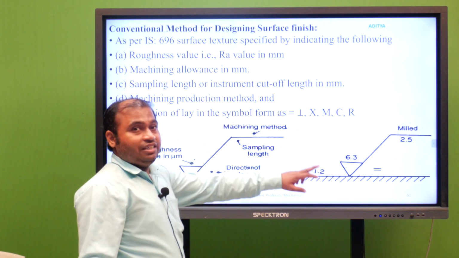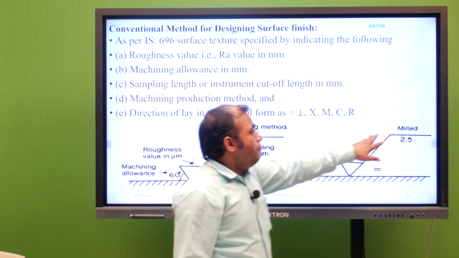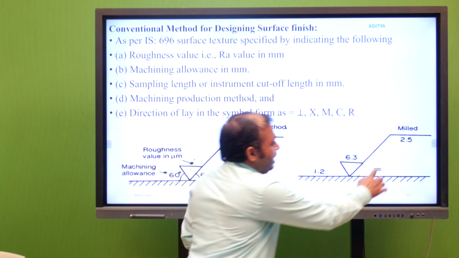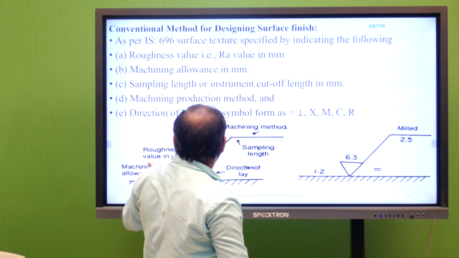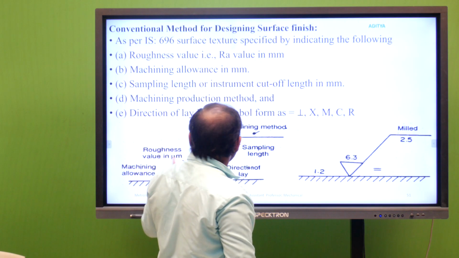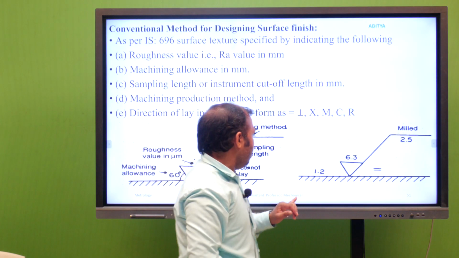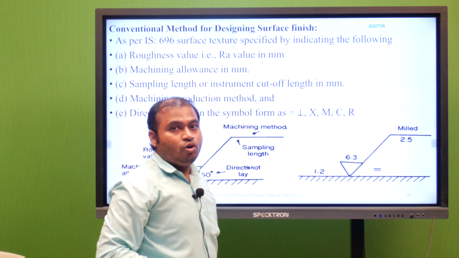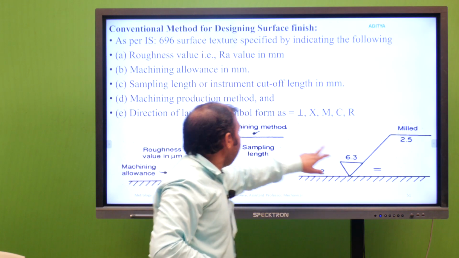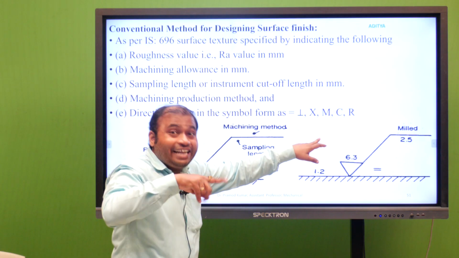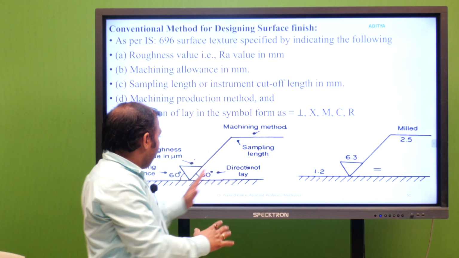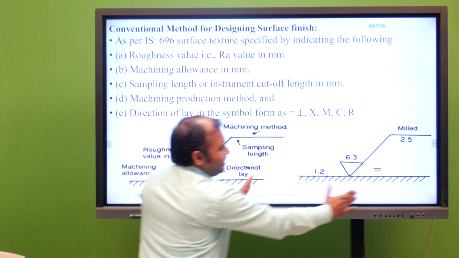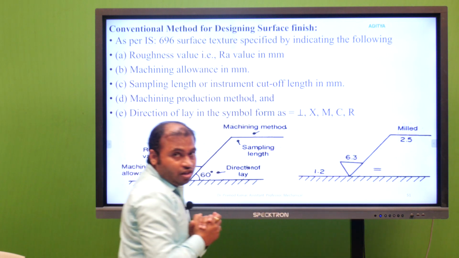You can see this example, the best milled operation is there, sampling length 2.5, right? Now roughness value in micrometer 6.3 micrometer. Now what is the machining allowance, how much, 1.2. Now this one, equal to, means parallel direction of lay is there, right? So this is the standard and this is the one example I have shown, right?